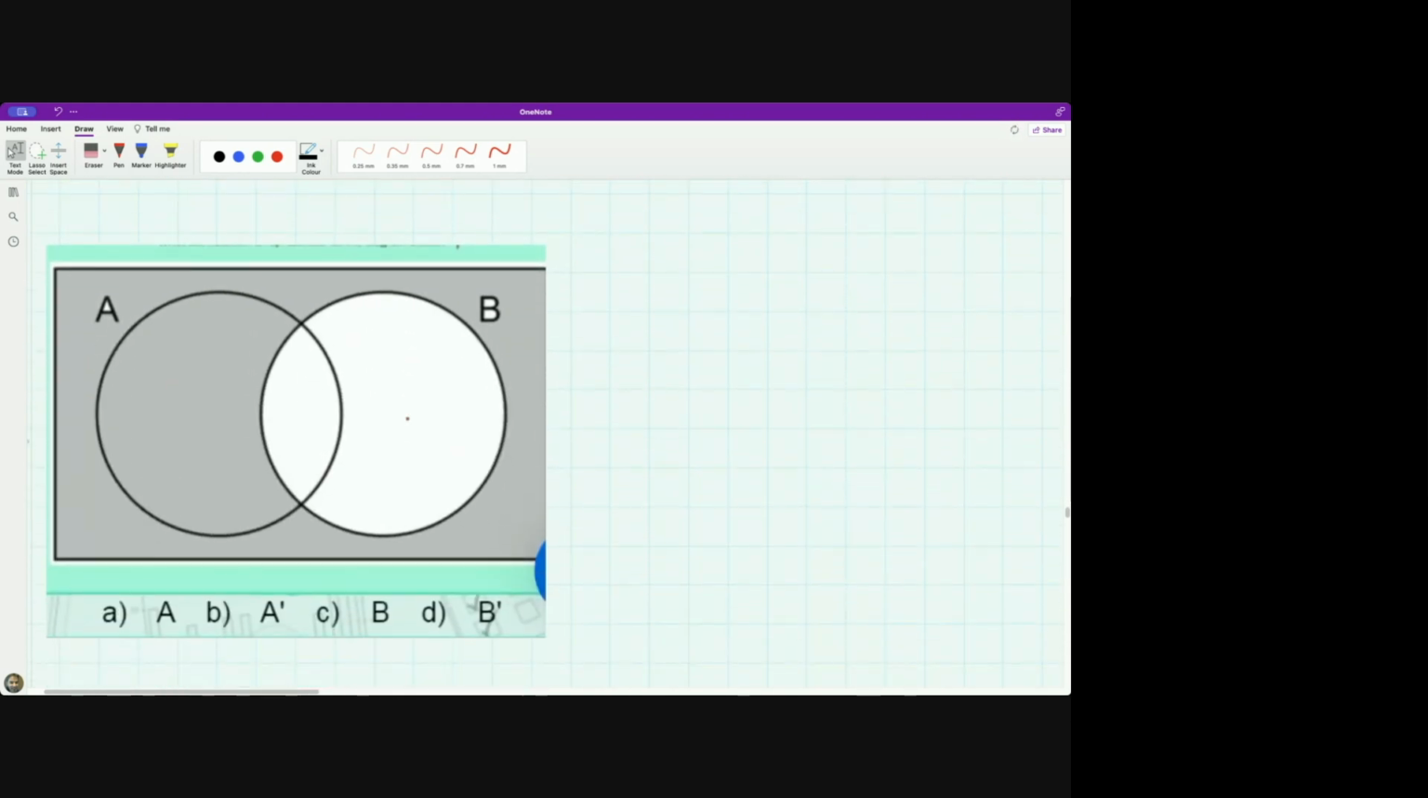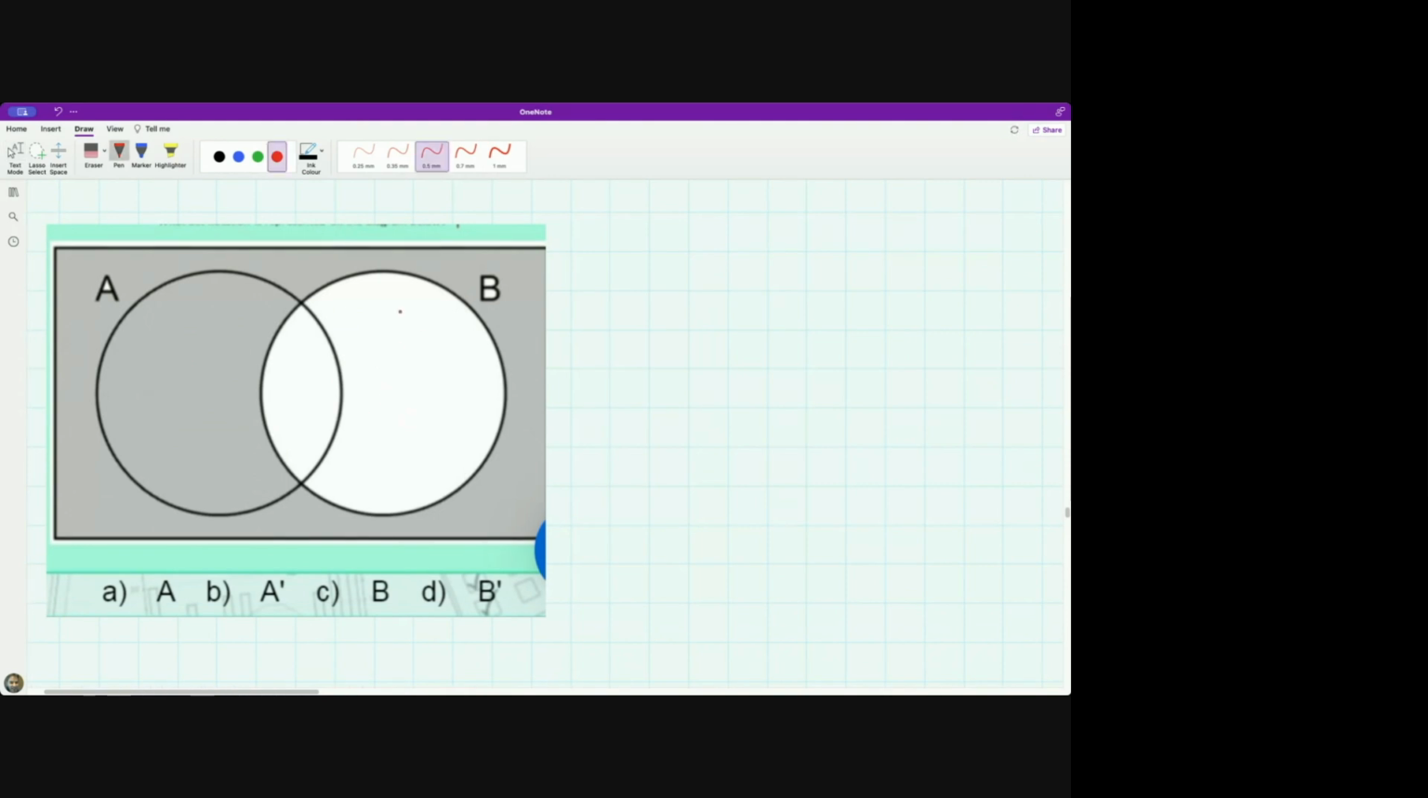Now, what about this one over here? This is saying everything not in B. So everything that's not in B is basically going to be everything outside of this. Which of the options A, B, C, or D do you think is the correct answer to describe the yellow area that I'm squiggling on here? Which of the 4 options do you think is correct? Well, it has to be this one. It's everything not in B. So it's B dash.